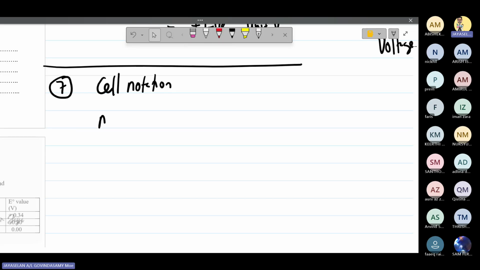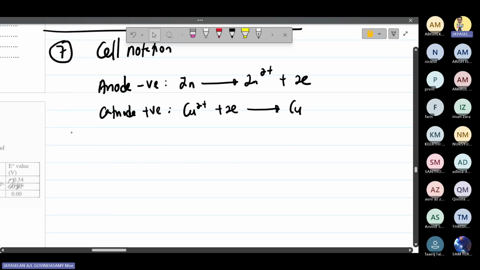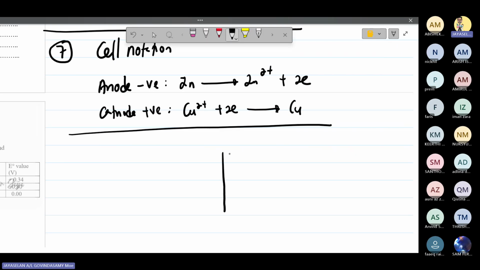Okay, you all focus. Let's say anode, negative terminal, the reaction you get: zinc arrow becomes Zn2+ plus 2 electrons. You get it like this. And your cathode, positive terminal, copper 2 ion accepts 2 electrons, you get copper. You already scored 2 marks this time. So they ask you to write cell notation. How do you do cell notation? You write 2 vertical lines like this, then 1 small vertical line, 1 more small vertical line. This is the cell notation.